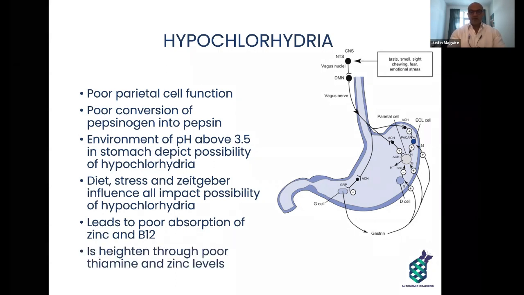Is heightened through poor thiamine and zinc levels. So vitamin B1 is a very big player in the management and regulation, or should we say modulation, of hydrochloric acid. Interestingly, thiamine is also a major player in oxidative phosphorylation pathways.